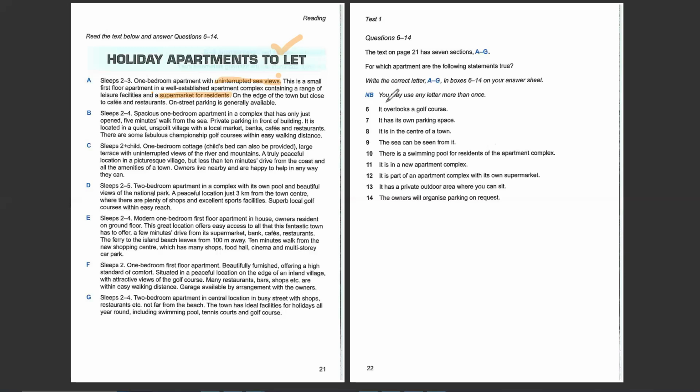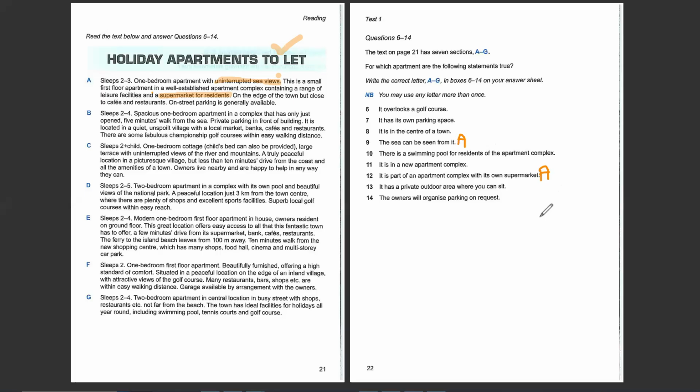So, for paragraph A, it overlooks a golf course, no. Own parking space, no. Center of town, no. Yeah, sea can be seen from it. For option number 9, you give A as your answer. And next, what is the next match here? Swimming pool for residents, no. New apartment complex, no. It is an apartment complex with its own supermarket, yes. So option number 12 also will go for A paragraph. Statement number 12. Now this is how we have to solve.